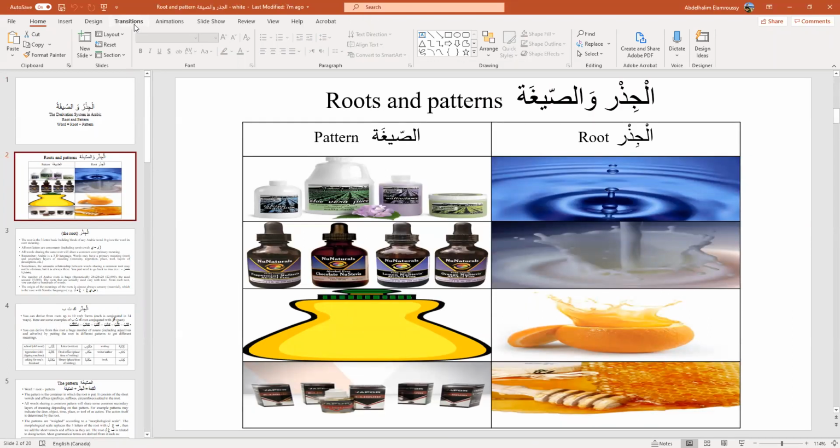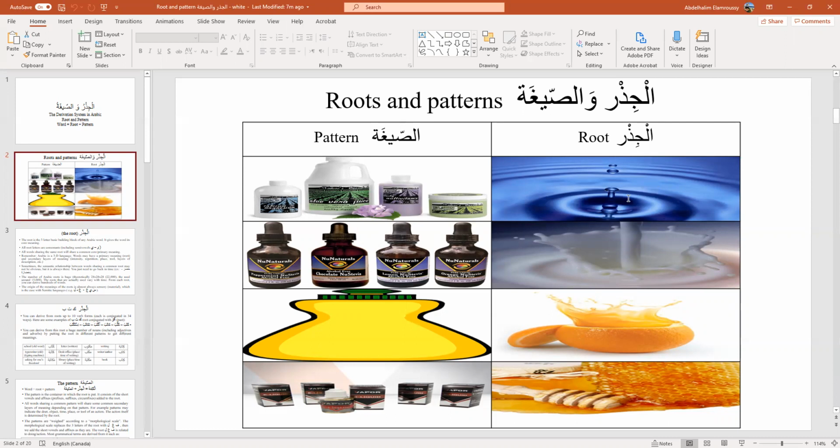So think of the root as the liquid that you put in any container. So whether you put water, for instance, in any of these shapes, regardless of the exterior shape, at the end of the day, it will remain water. And the pattern, think of it as the external shape that you put the liquid in. So the root is like the liquid.